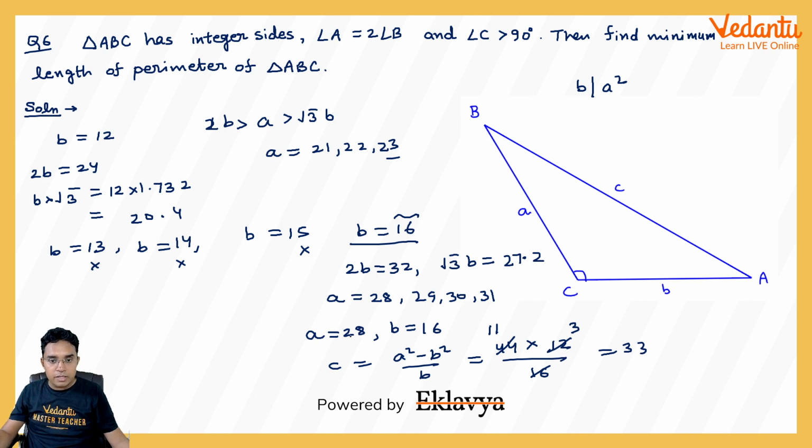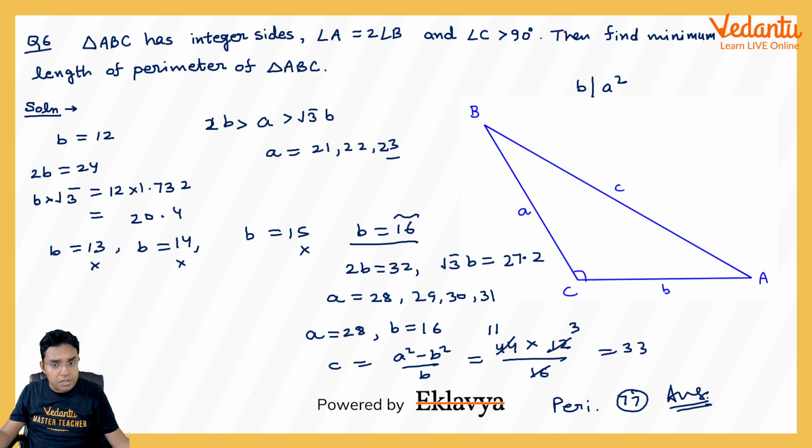So we have got all these values A, B, C. So least perimeter, because I started with B is equal to 2, 3, 4 and so on, and this was the first value which we got as the answer. So here we are getting 28 plus 16, that is 44. 44 plus 33 is 77. So 77 will be the answer for this question.